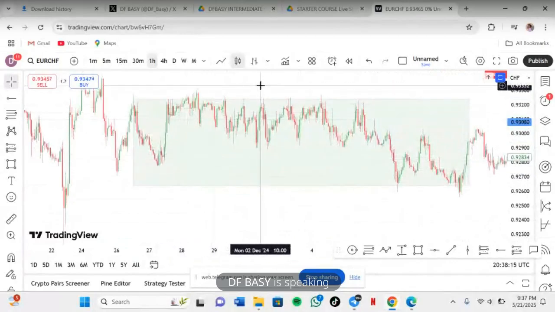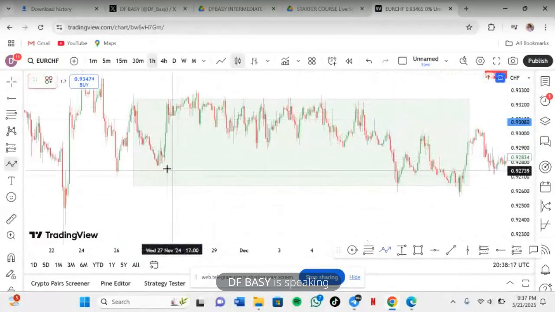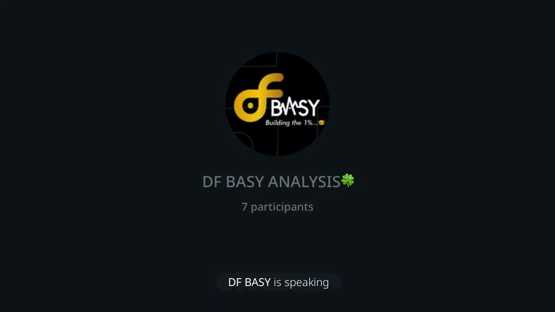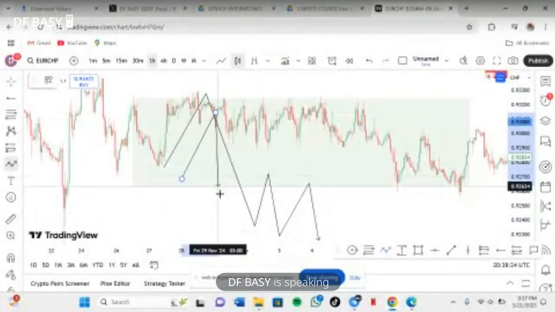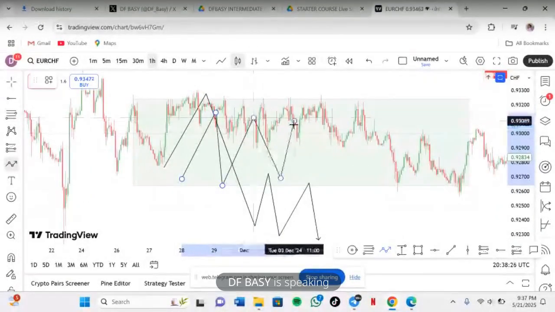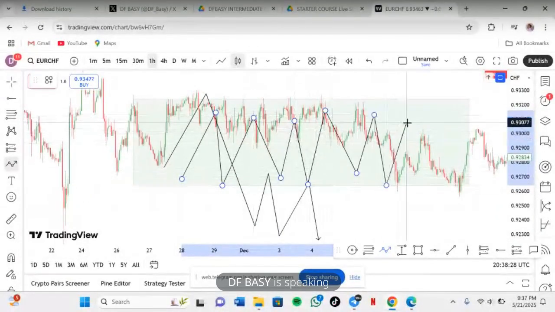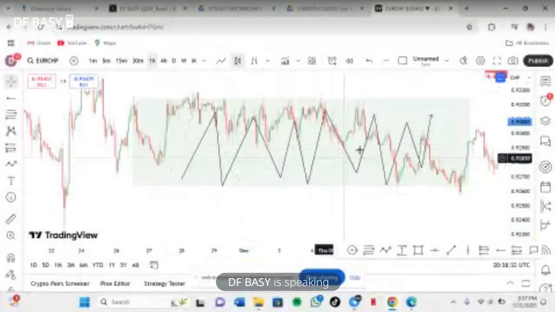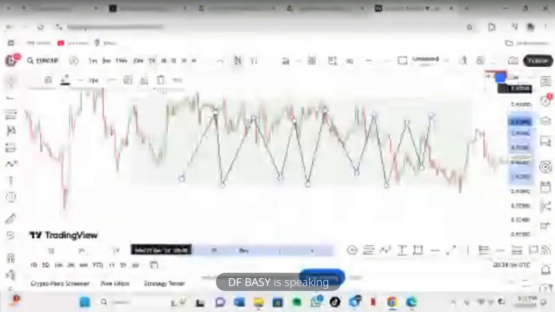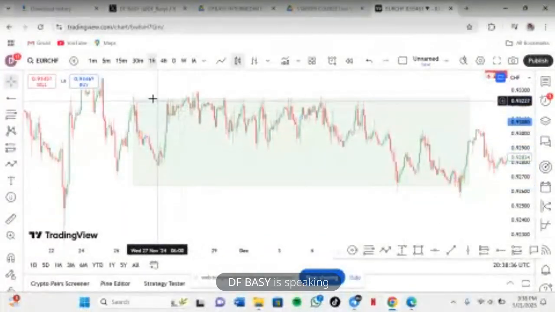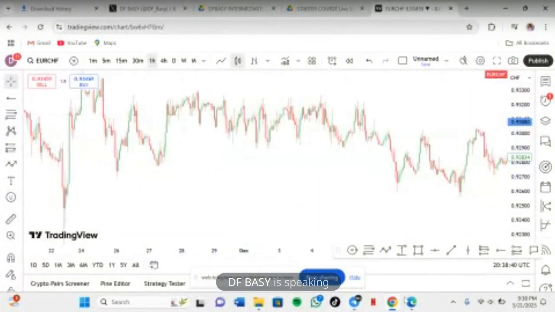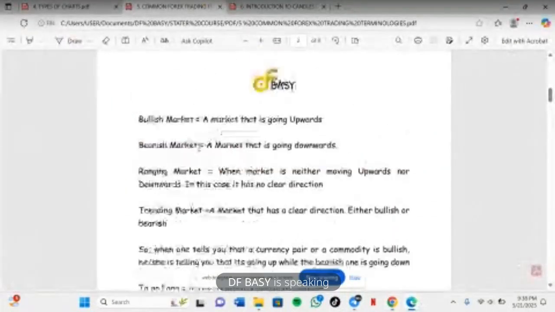It's not going up, it's not coming down. It's just in one place going up, down, up, down, up, down. Right? That's a ranging market. So when you hear someone say the market is ranging, you should typically understand that. All right, so going back, you have a trending market.